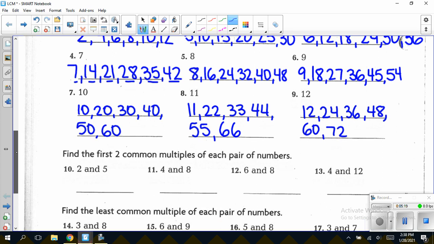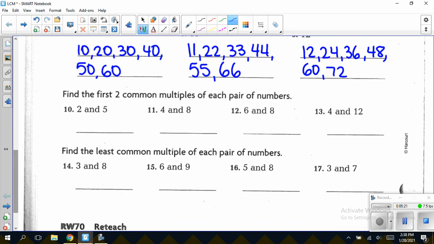So now, for numbers 10 through 13, they want us to find the first two common multiples of each pair of numbers. So for these examples, we can easily use those lists that we just created to find where they're first common. I am going to just recreate those lists instead of having to keep scrolling back and forth, but you can use your list that you just created on your own.